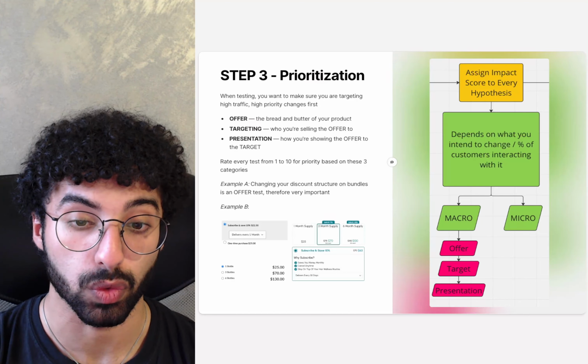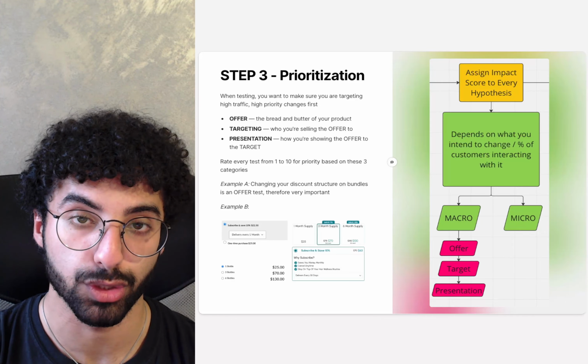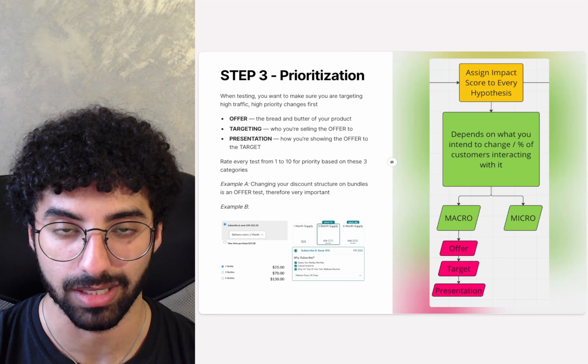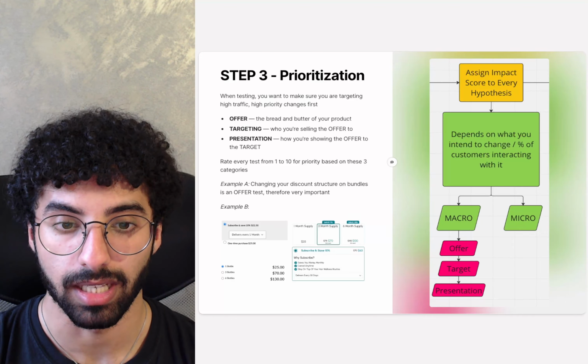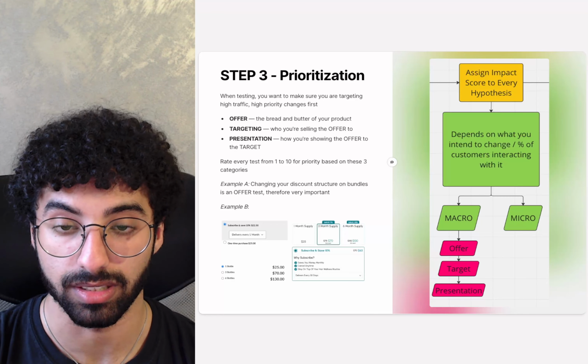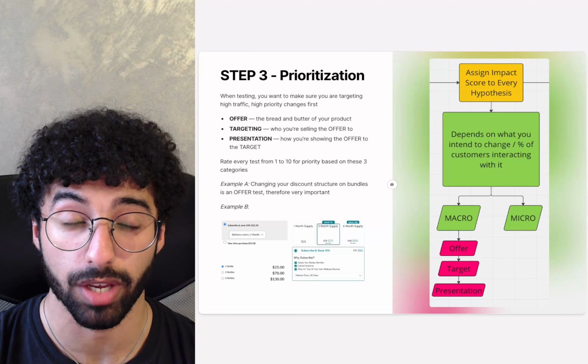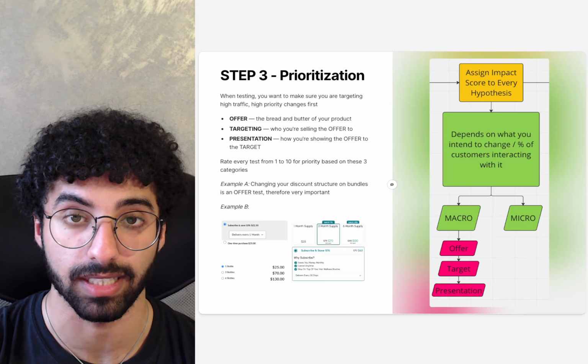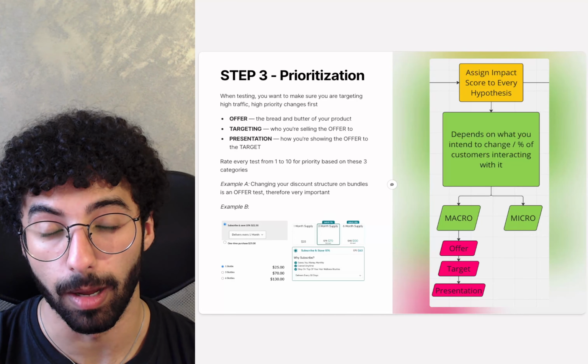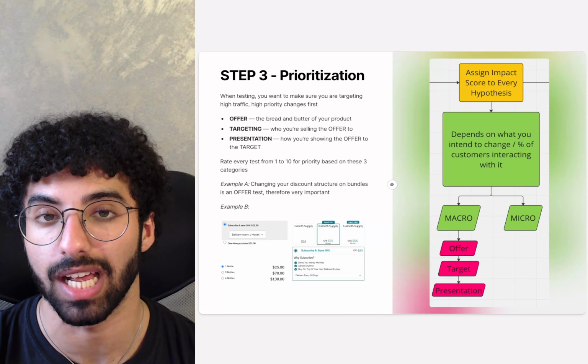Rate every test from 1 to 10 for priority based on these 3 categories. So first the offer-based test, then the targeting-based test, then the presentation-based test. So example A, changing your discount structure on bundles if you sell your product in bundles is an offer test, because they're changing directly the offer in which you're selling your product.